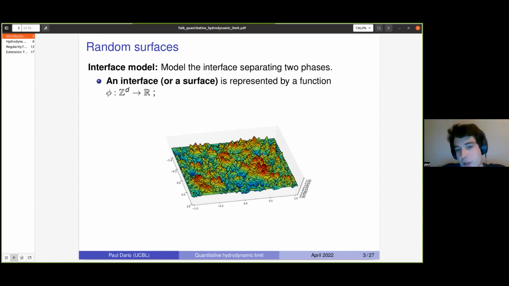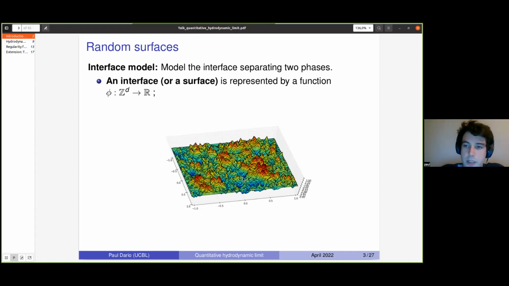So here, for instance, you have a picture which represents an interface. The simple idea is to say that where you have this red part, phi of x has a really high value, like 10 or something. And where you have a well with a very negative value, you have something which is very deep. So you want to study these interfaces.